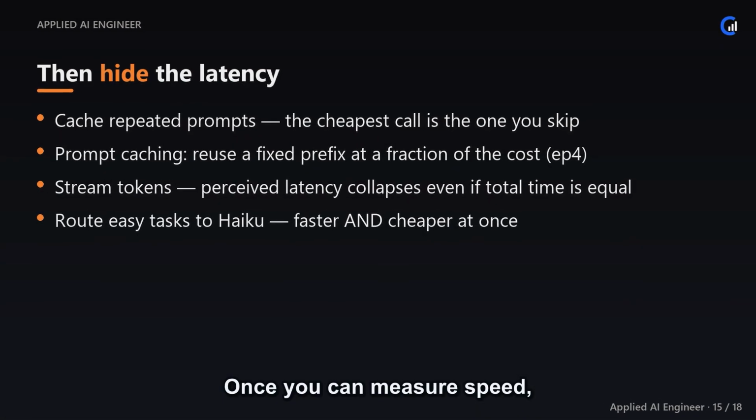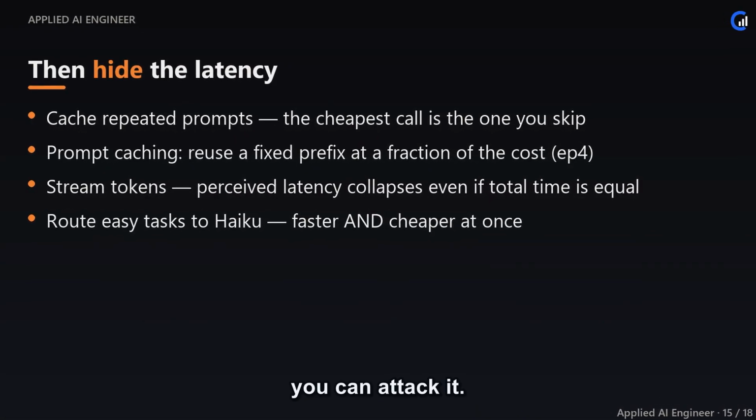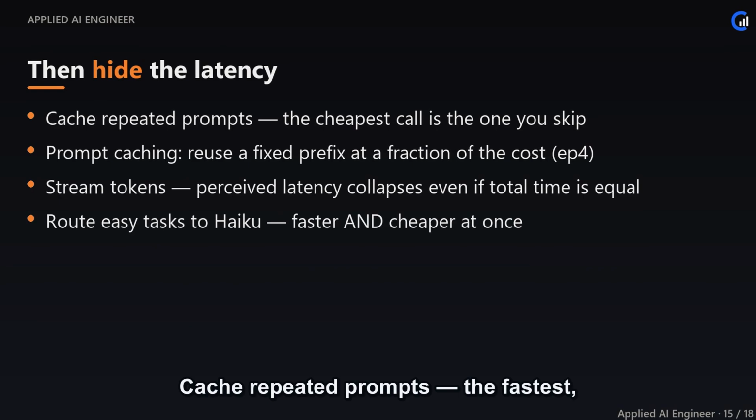Once you can measure speed, you can attack it. Cache repeated prompts. The fastest, cheapest call is the one you never make. Use prompt caching for a fixed prefix, as we saw in episode 4. Stream tokens so the user sees output instantly, collapsing perceived latency even when total time is unchanged. And remember, the router buys speed too. Haiku isn't just cheaper, it's faster. Cost and latency improve together.